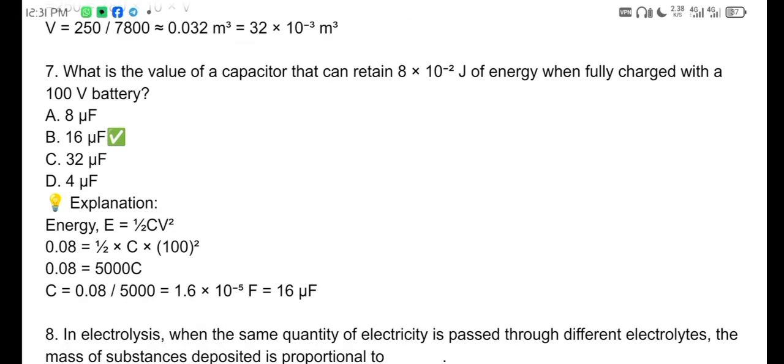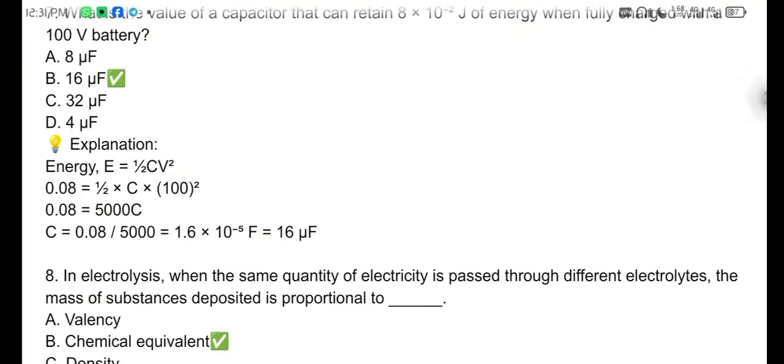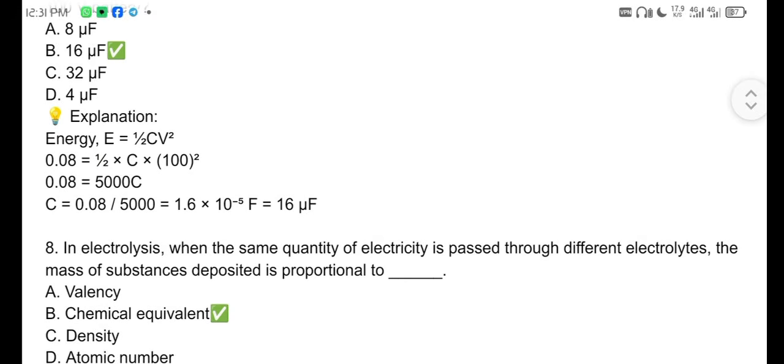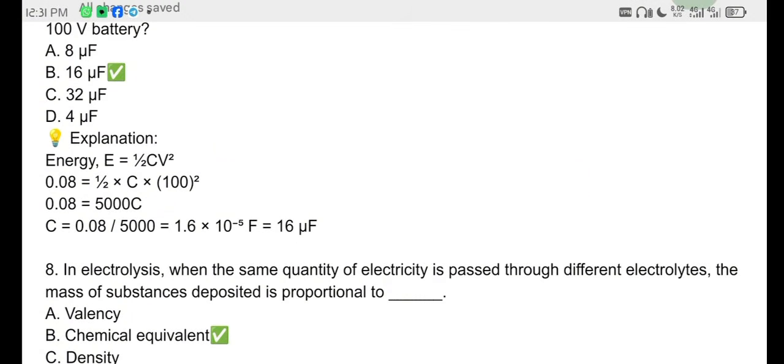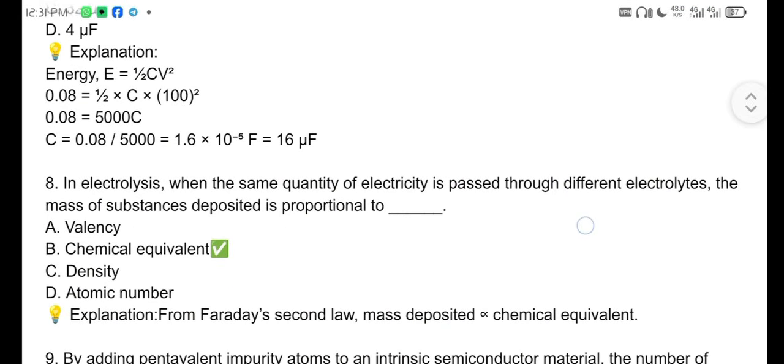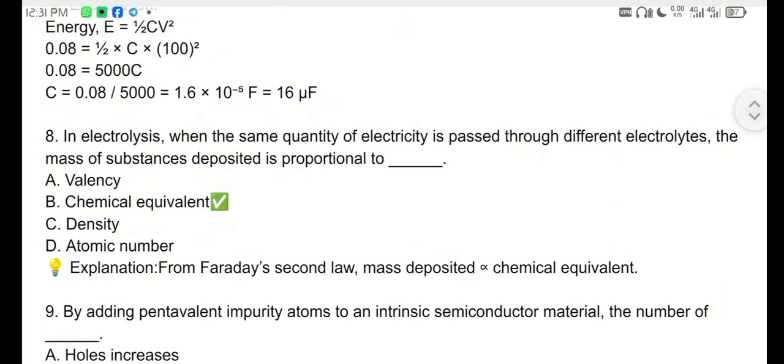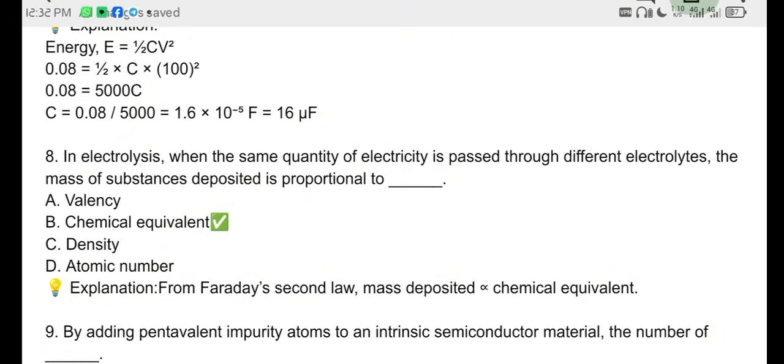100 raised to power 2 is 10,000, and 10,000 divided by 2 is 5000, right? So we have 0.08 is equal to 5000 C, where C is now 0.08 over 5000, which is 1.6 times 10 raised to power minus 5 farads. So now our answer is in farads. 1.6 times 10 to the power minus 5 can be converted to microfarads by dividing it with 10 raised to power minus 6. If you divide 1.6 times 10 to the power minus 5 farads with 10 raised to power minus 6, you get 16 microfarads.